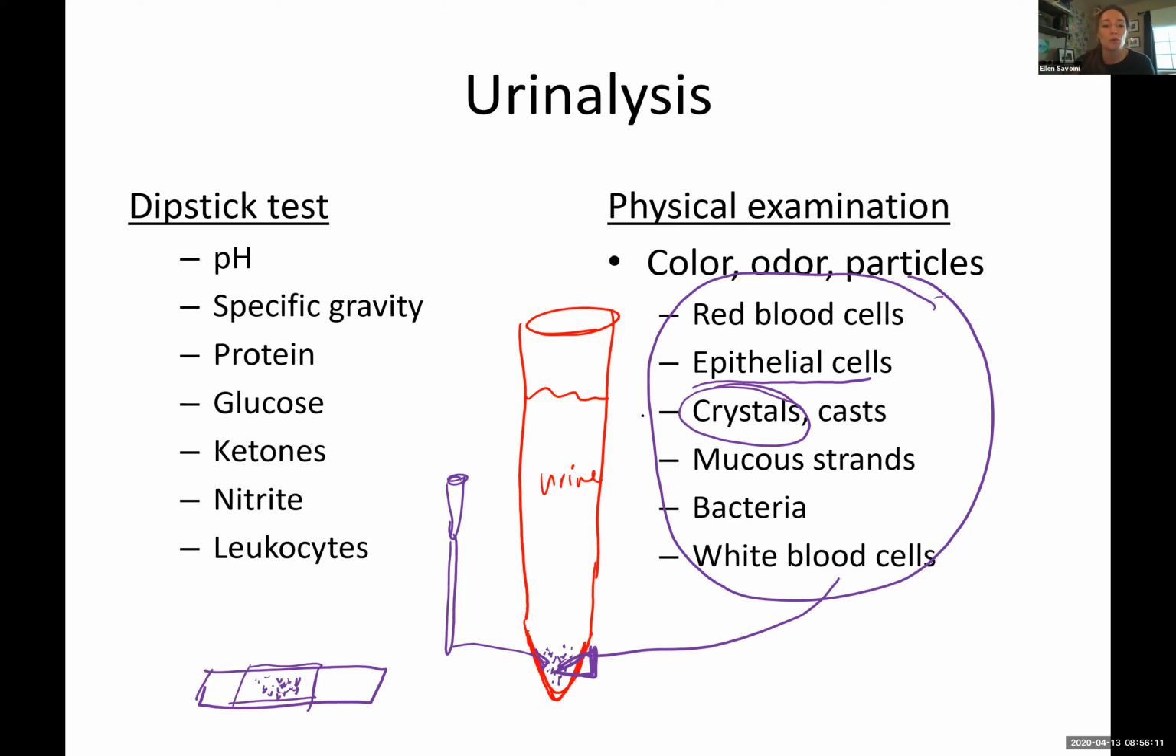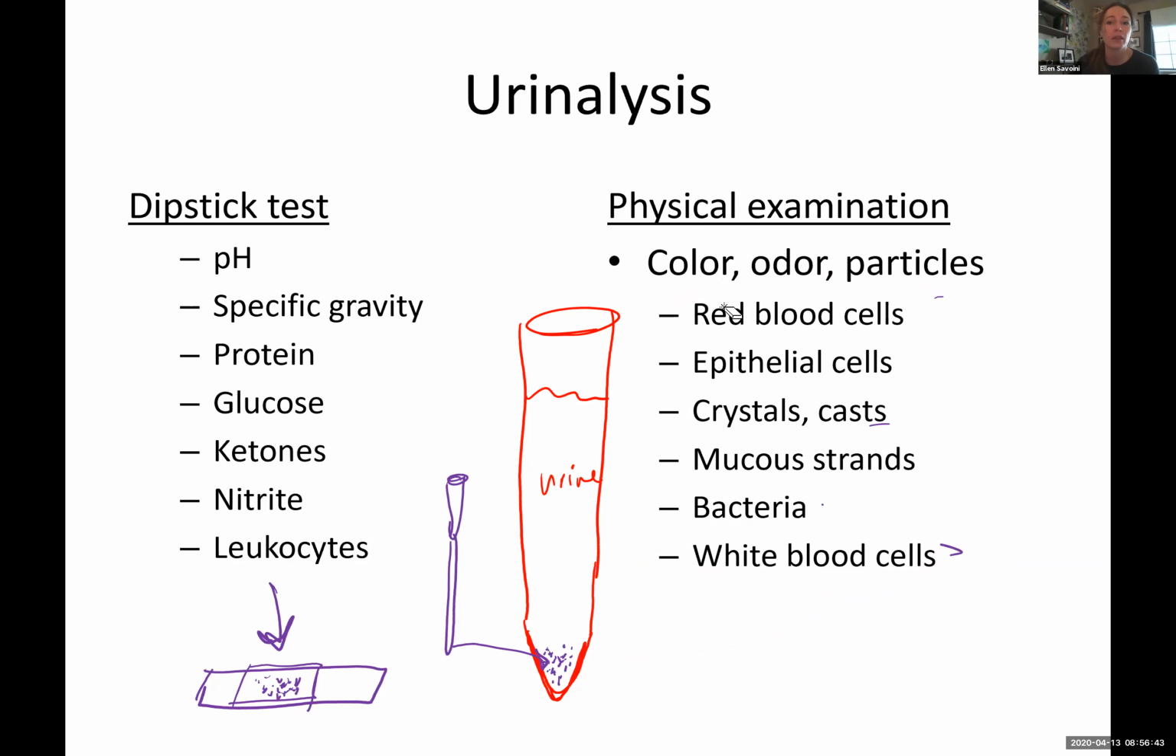So we'd be scanning our little microscope over here for crystals. Casts are these weird waxy logs that stuff gets stuck to, and it's just like a debris field. Then you get these stringy things that look like seaweed floating around. And the bacteria, we're not looking at it with the high-powered microscope, so they're just black dots moving around. And we might see some white blood cells if someone happens to be having a bladder infection, because that's the only reason white blood cells would even be there. Okay, so that is our physical examination.